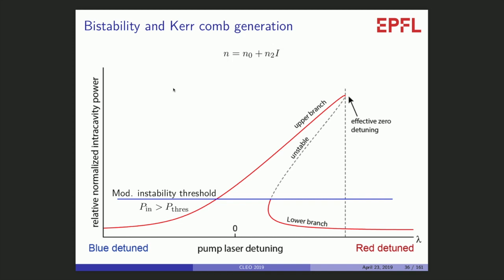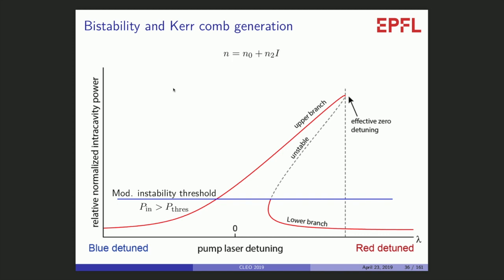Now, when you start coupling light into the resonator, you also experience a carrier frequency shift due to self-phase modulation. That means the cavity gets redshifted, because the refractive index starts to increase for positive N2. This leads to something called the Kerr tilt. So the original, vertically symmetric Lorentzian now starts to become tilted towards the red detuned side.